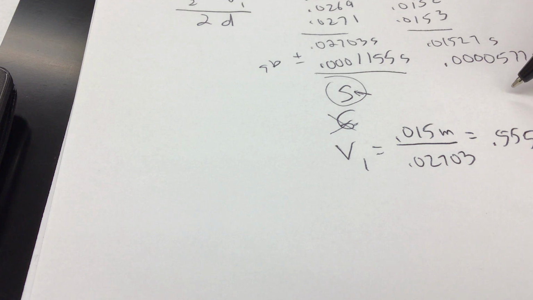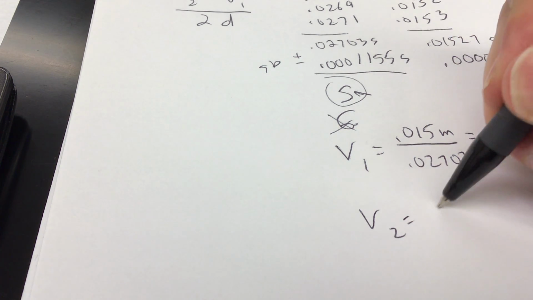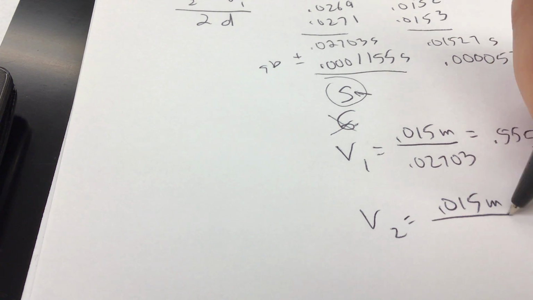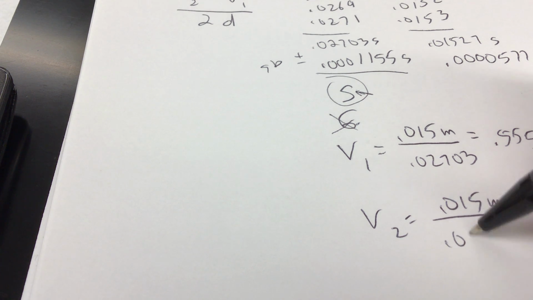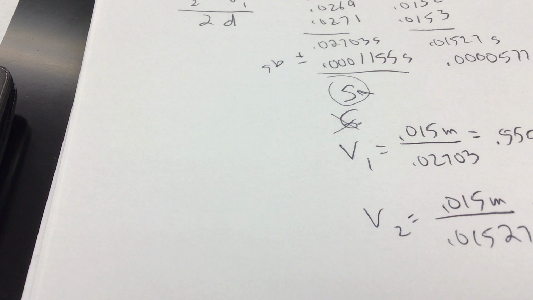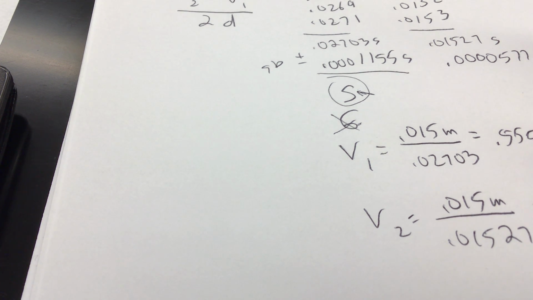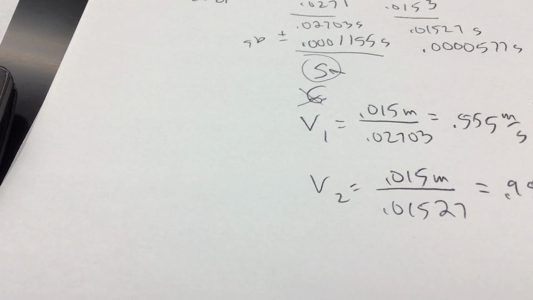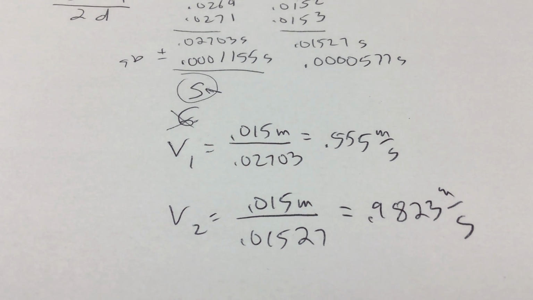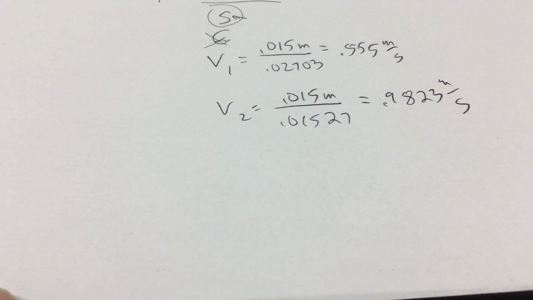And then we have V2. Again, there are two photo gates, so they have the same distance, but different times because the velocity will be higher at this point. 0.015 divided by 0.01527. Remember, you're going to do this for the other two distance measurements. I'm only going to do the 0.3 right now. So now all I have to do is plug into the equation.